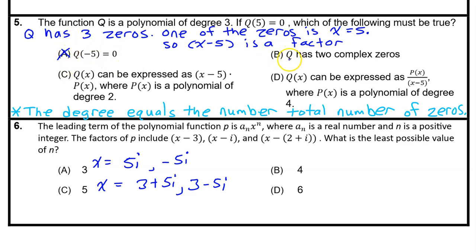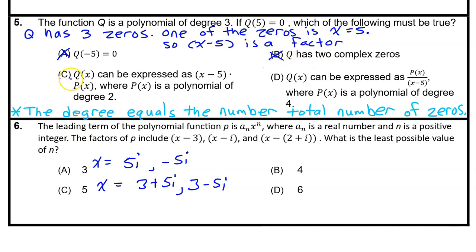What about B? Q has 2 complex zeros. So, I mean, that's possible. We know we have 1 0 and there are 2 more zeros, unless the other zeros are a multiplicity of 5. But it could be 2 complex zeros, but there's nothing that tells us that it has to be 2 complex zeros. This does not have to be true.